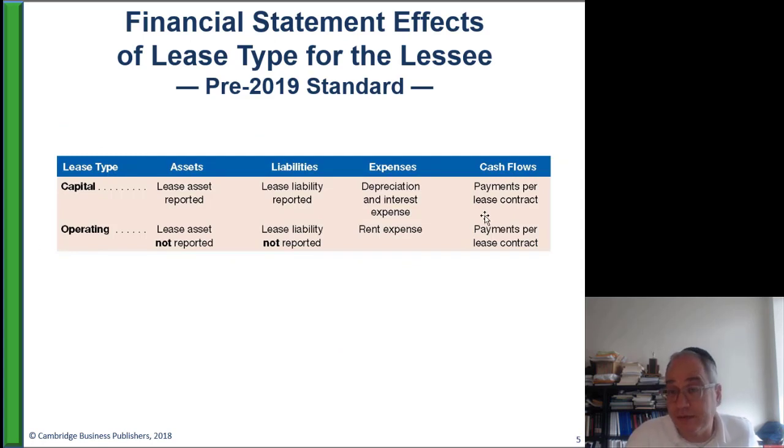So here you can see the difference under the old standard. Under a capital lease, you would record an asset and a liability. Your expense would be depreciation, really amortization of the asset, and interest expense on the liability. And you make whatever payments you have on the lease contract. Now, if it's an operating lease, nothing goes on the balance sheet. No asset, no liability. And whatever payments you make, that's going to be rent expense. Cash flows would be whatever your payments are, again, on the lease contract.